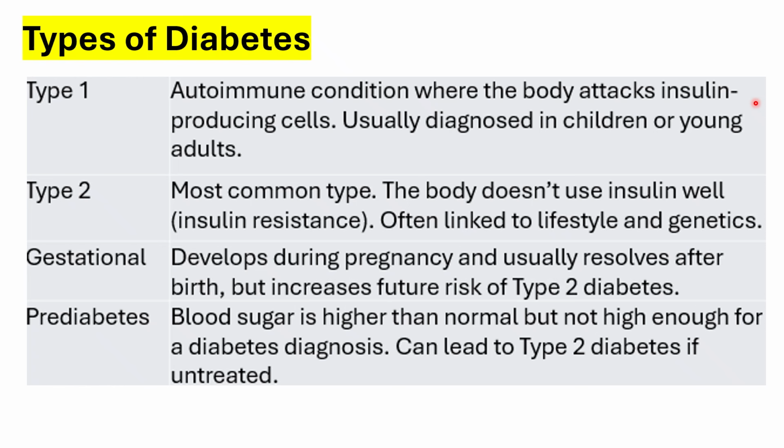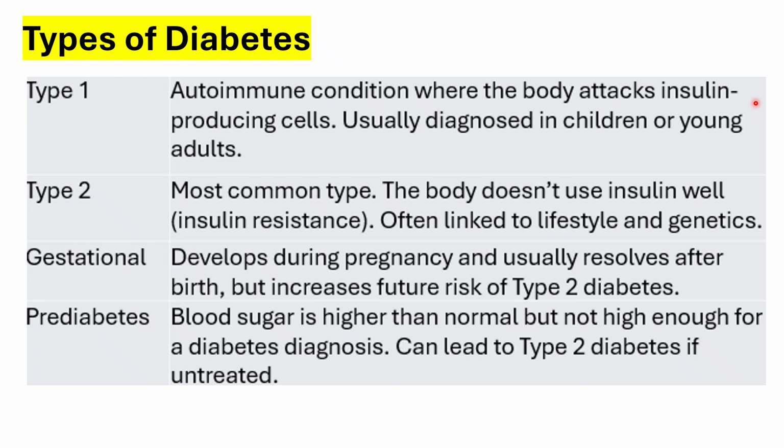Type 1, autoimmune condition where the body attacks insulin producing cells, usually diagnosed in children or young adults. So type 1 is more juvenile, right? Type 2 is more adult based, right? Most common type, the body doesn't use insulin well, and the body's insulin resistant, right? Type 2 is often linked to lifestyle and genetics.